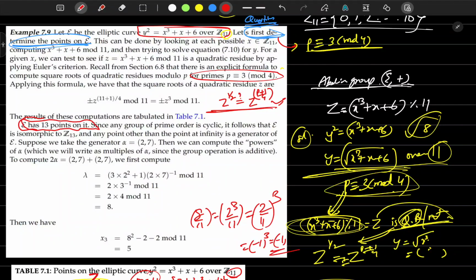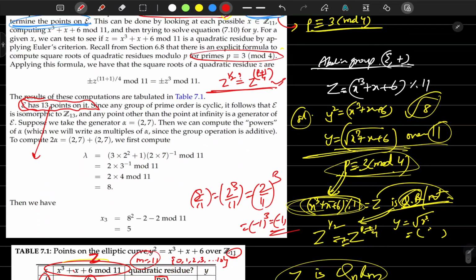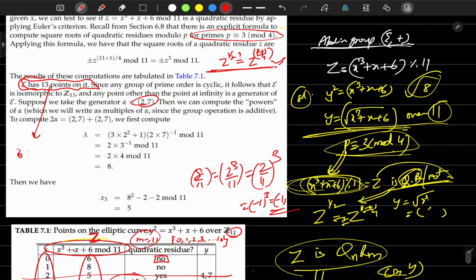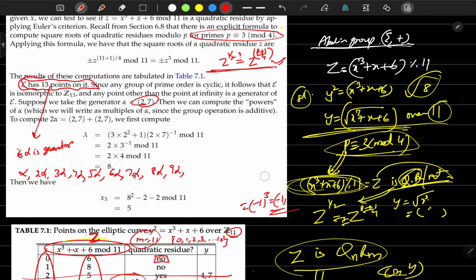So to tell our generator, you have to take one random point from the 13 points. Let's say the point taken is (2, 7), alpha. Suppose alpha is a generator of the abelian group. Then what will alpha next be? The next value, alpha plus alpha, becomes 2 alpha. So 3 alpha, 4 alpha, 5 alpha, 6 alpha, 7 alpha, 8 alpha, 9 alpha, 10 alpha, 11 alpha, 12 alpha.